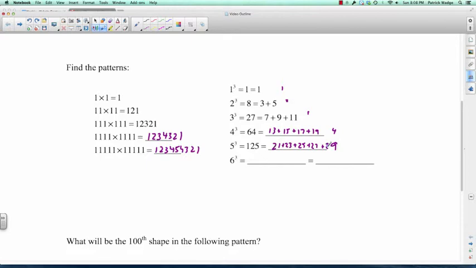And if you add the first one and the last one, 21 and 29, you get 50. If you add the second one and this one, you get 50 again. So 50 and 50 is 100 plus the 25 is 125. Good, so that worked too.